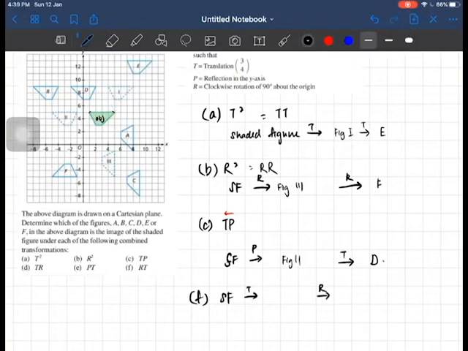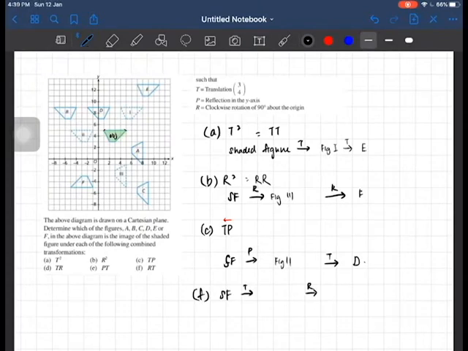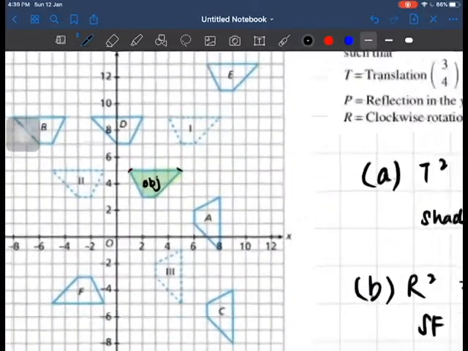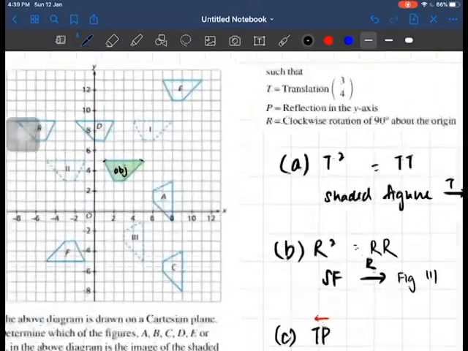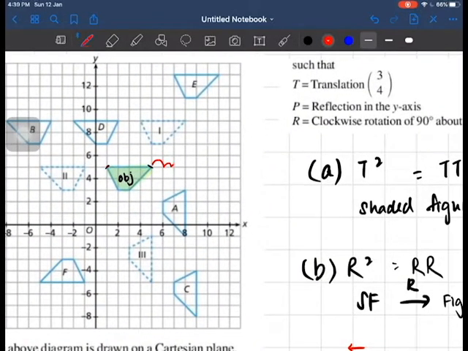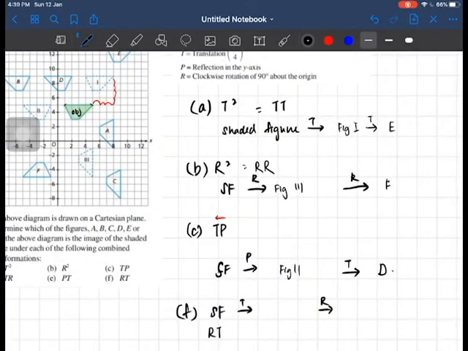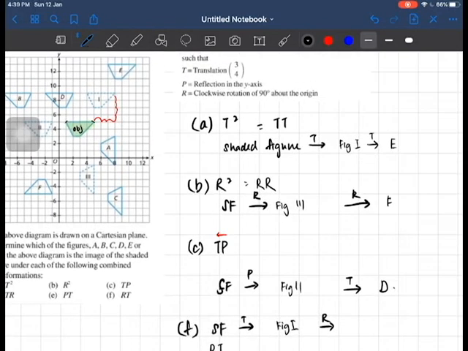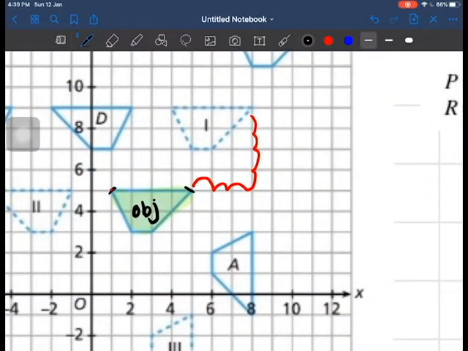Okay. So F is R, T, which is T first, then R. So the shaded figure is this object. And what is T again? Translation 3, 4. Again, 1, 2, 3, 1, 2, 3, 4. So my figure is figure 1. But then it undergoes R. What's R? Clockwise rotation of 90 degrees about the origin. Okay. Again, so this is my new object now.